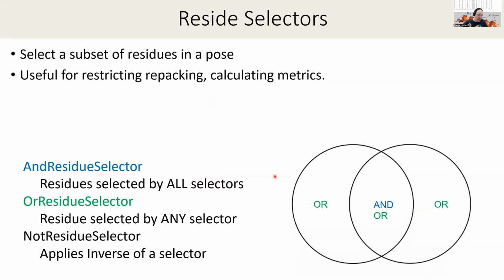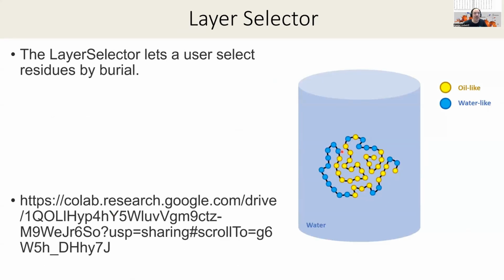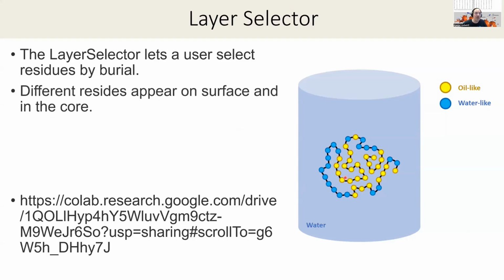Another element of RosettaScripts are ResidueSelectors. This is basically a language for selecting all the residues that you want to, for example, calculate something with or change. You have a lot of different ones, including useful ones by geometry. So you have a layer selector or a secondary structure selector. A layer selector lets you select only residues that are on the outside, or only residues that are in the core inside of the proteins.